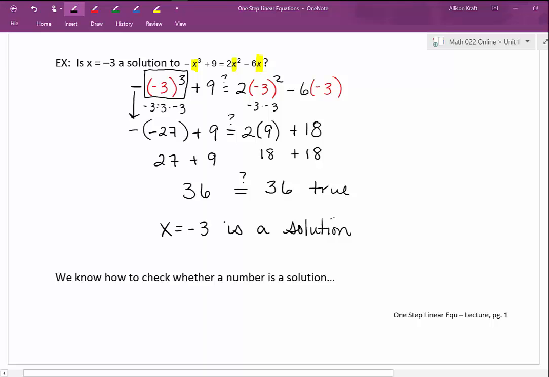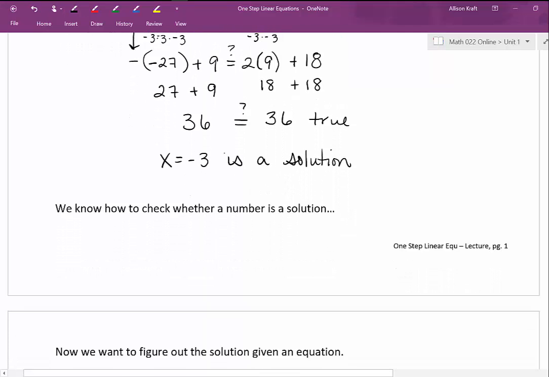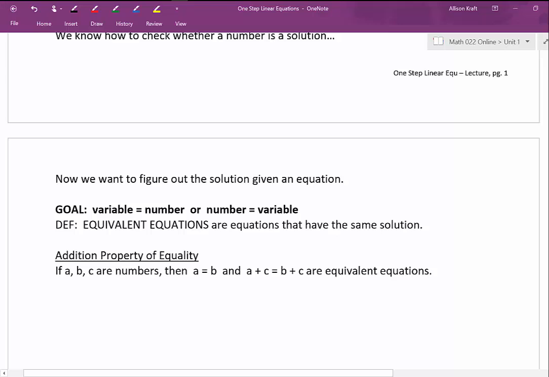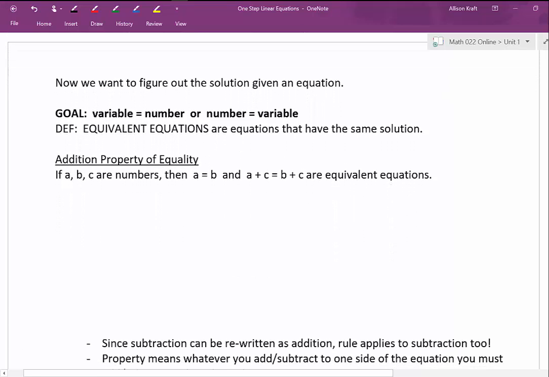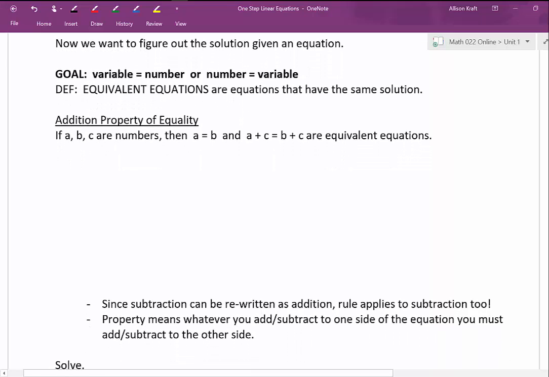We know how to check whether a number is a solution to an equation or not. Now we want to figure out the solution to a given equation. Our goal when solving an equation is to end up with a variable equal to a number, or maybe the reverse of that, a number equal to a variable. An equivalent equation is an equation that has the same solution.